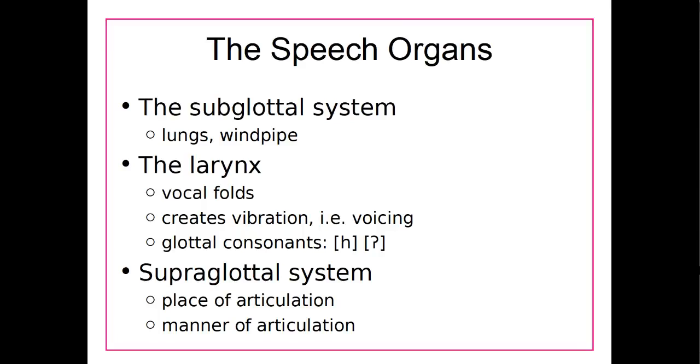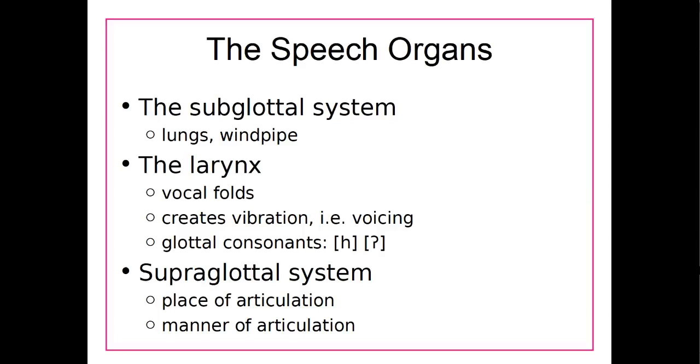So the subglottal system is pretty important. However, that's not something we really look at when we're talking about how we articulate different sounds. The subglottal system is used for just about every sound, but it's not so important for the individual sounds we'll be looking at to distinguish between them. The larynx actually is something that's important.